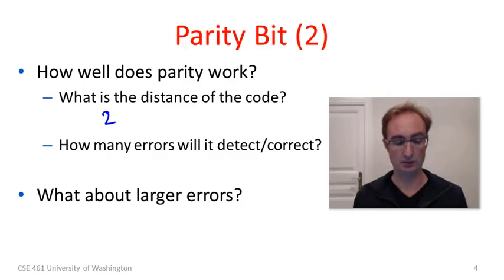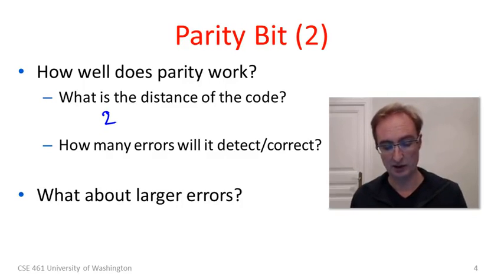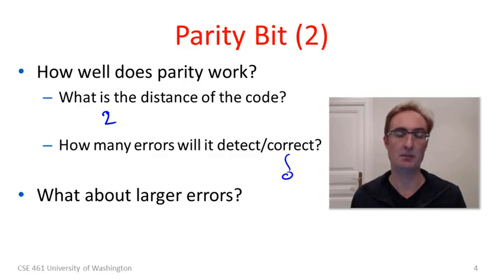Given a distance of 2, how many errors are we able to correct? Well, the answer to that is 0. You don't correct anything. If the parity is off, you get to see that there's been one error, but we don't have enough distance here to be able to correct anything. What about detecting errors? How many errors are we guaranteed to detect? If the distance is 2, we're guaranteed to detect up to 1 error. So that's all that parity is good for in terms of any guarantees. It's not that strong.